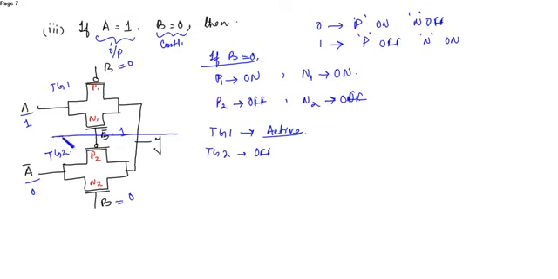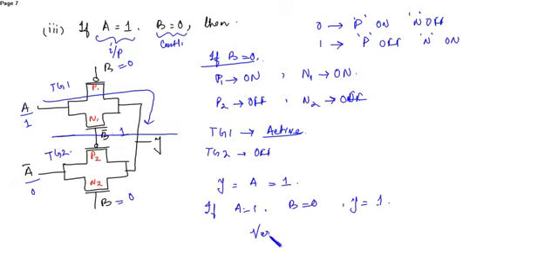So now what will happen? Whatever the input A is will be obtained at the output Y. So at Y, the input A is passed to the output. So Y will get A, that is equal to 1 here. So if A is equal to 1, B is equal to 0, then Y is equal to 1. That is what we obtained in the truth table. So this is also verified.